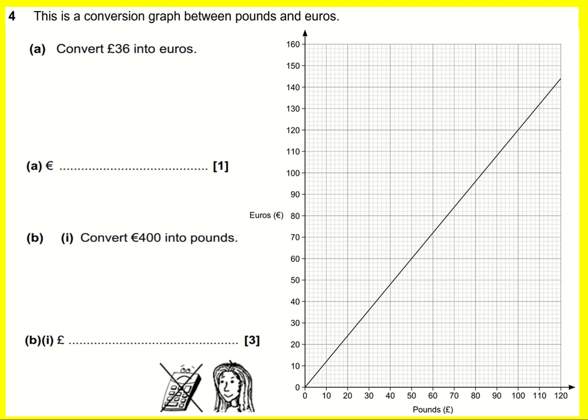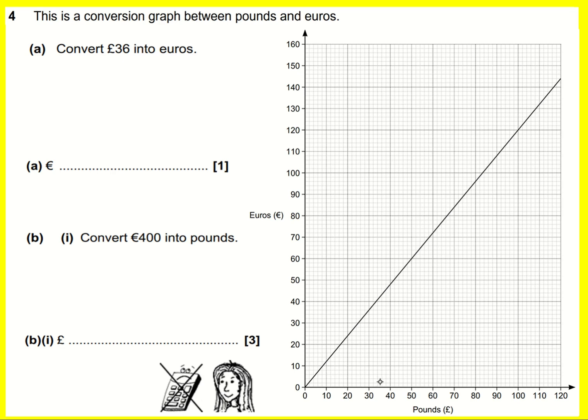Got a conversion graph between pounds, which is along the x-axis, and euros along the y-axis. Convert £36 into euros. We need to read off the graph, draw a line to indicate it. So it's going up here.